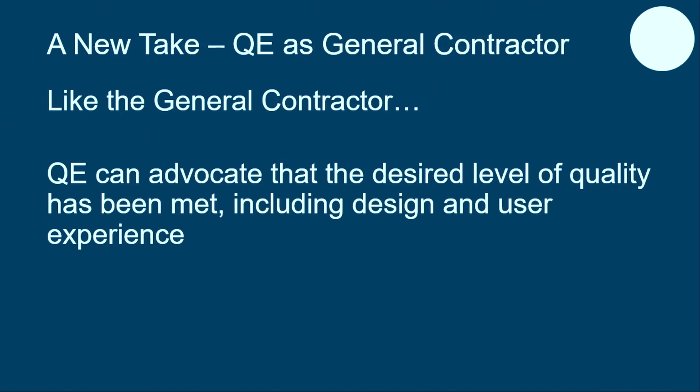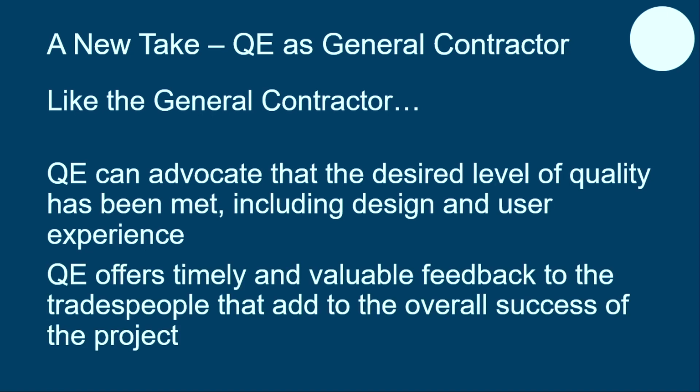So like the general contractor, we can advocate. QE can advocate that the desired level of quality has been met, not necessarily that we define it, right? And I want to be very distinct in that definition, because we all know that we can't simply write a definition for what quality is. We can advocate for our opinions of what quality is, and by having that finger on the pulse of the user, we can advocate much better for the user. But we're not necessarily defining the overall quality of that. We are providing the information throughout so that we can at least advocate for our opinion and for the user in that component.